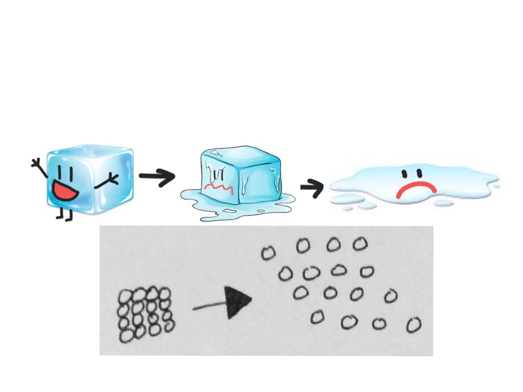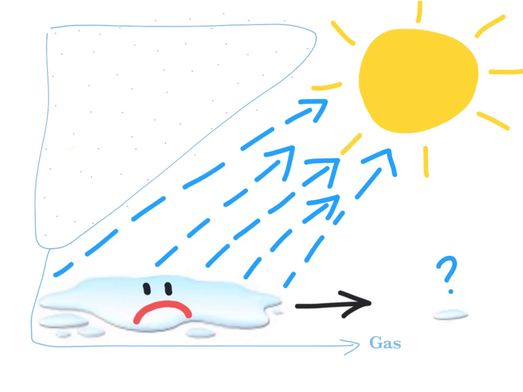While James is a solid, his molecules are very tightly packed. In the melting process, while going from a solid to a liquid, James's molecules become less tightly packed and a bit more freely moving. James is in the liquid state of matter right now, and as you can see, he's quite unhappy. He wants to be an ice cube.